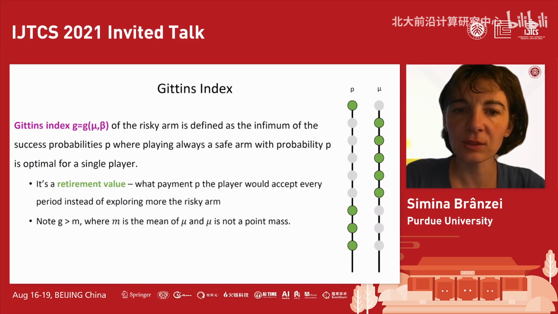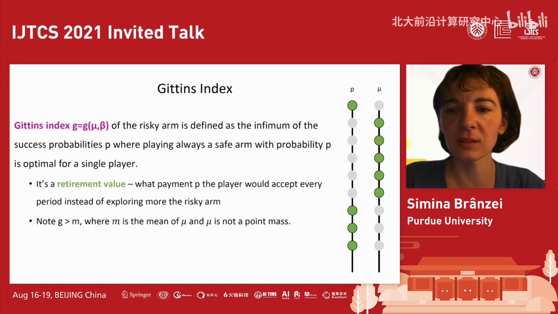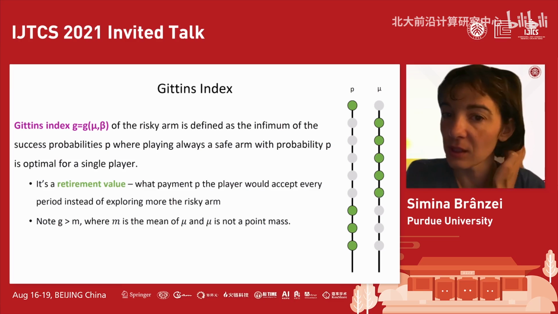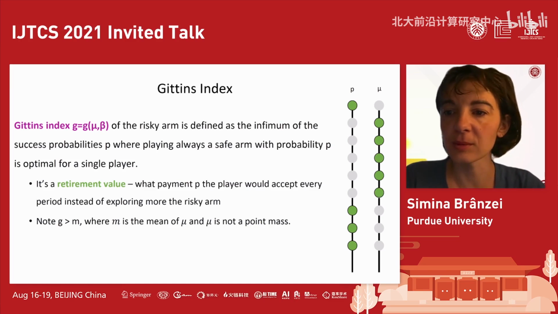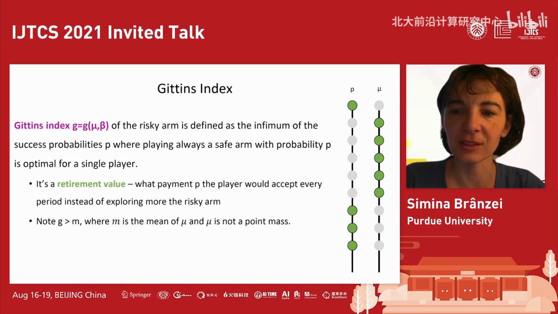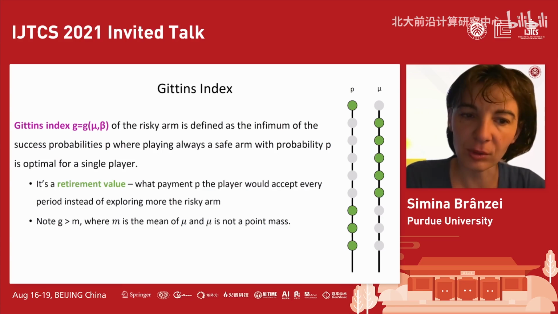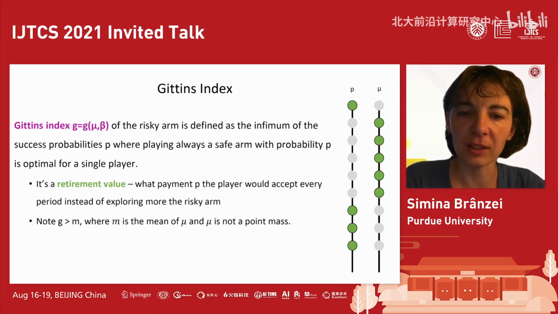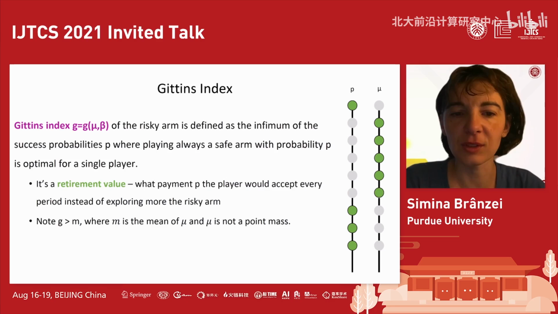Then the Gittins index basically says when the player is indifferent between these two arms. When the player could stop experimenting with the risky arm and retire in some sense, so then play the safe arm from that point on. So it could be seen as a retirement value. So what payment P would the player accept to stop exploring? And I should also note that the Gittins index G is greater than M, where M is the mean of mu. And this is for the case, by the way, where mu is not a point mass.